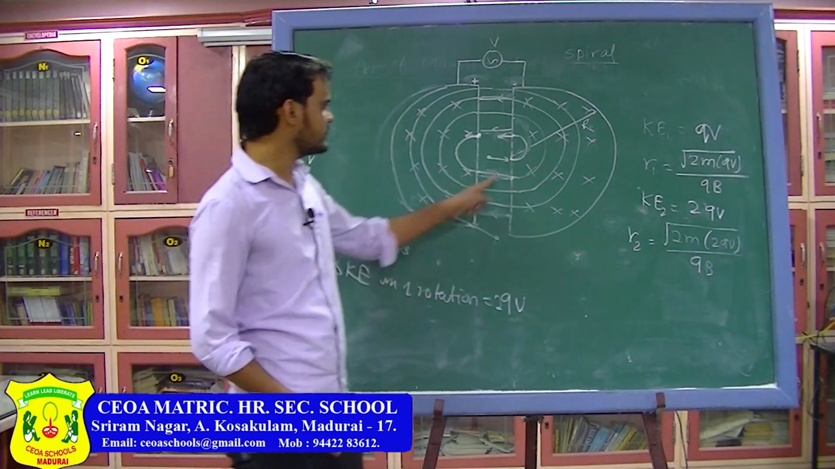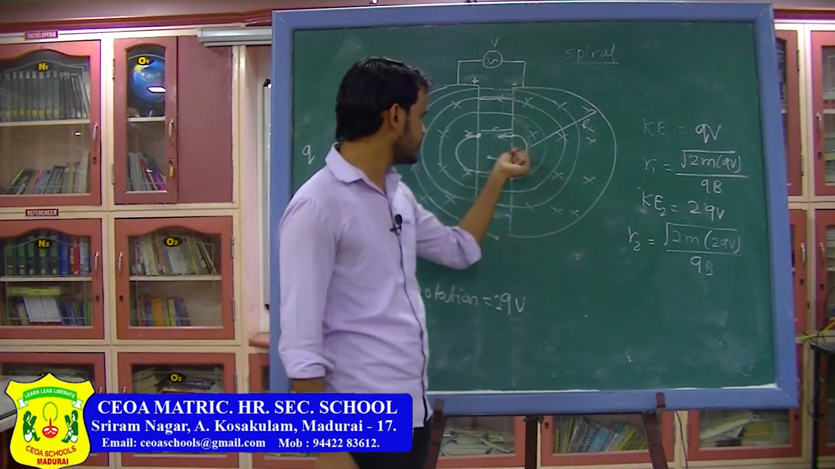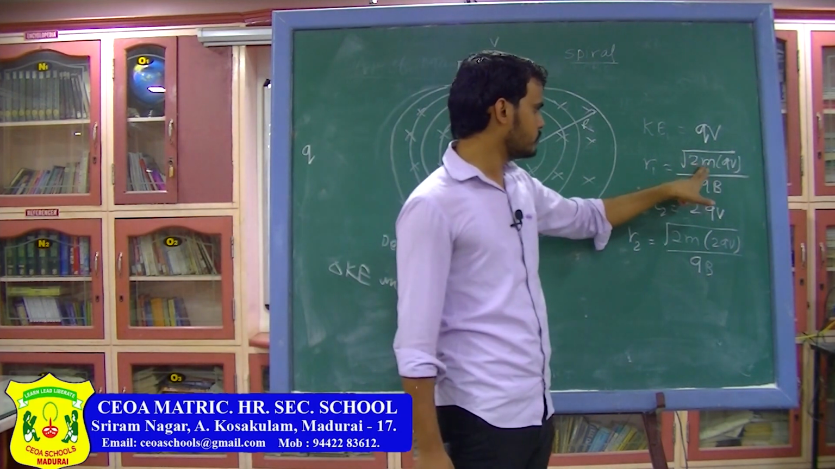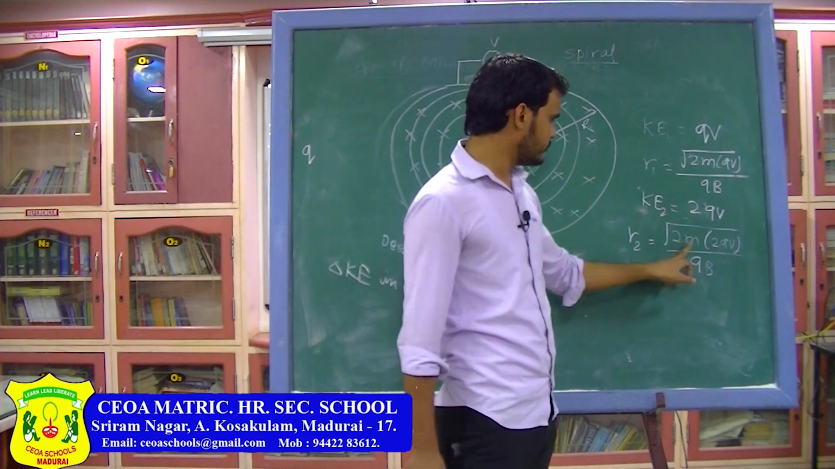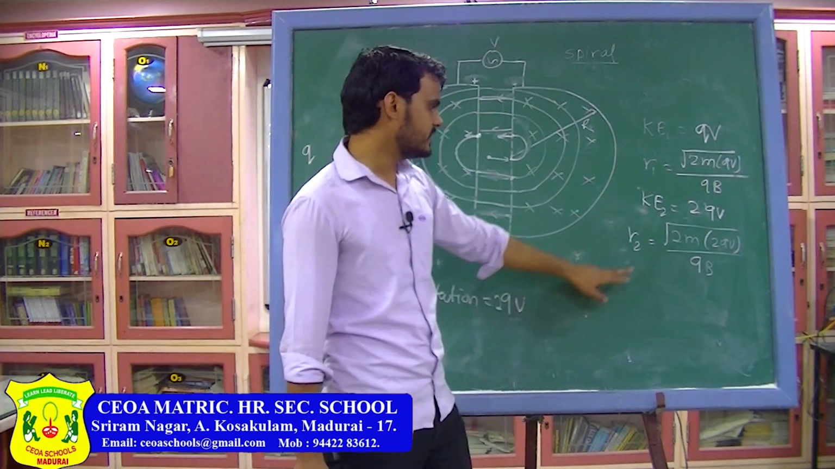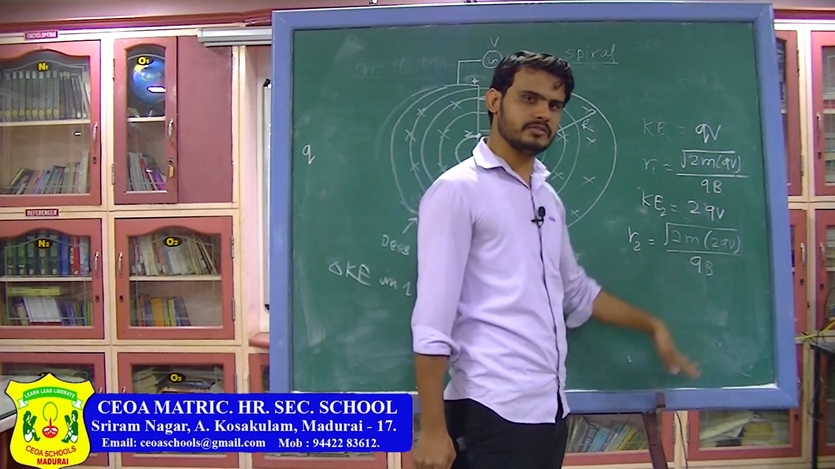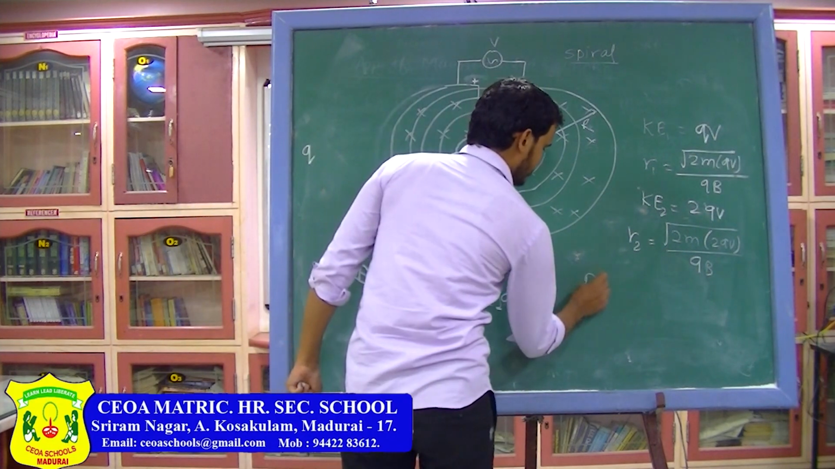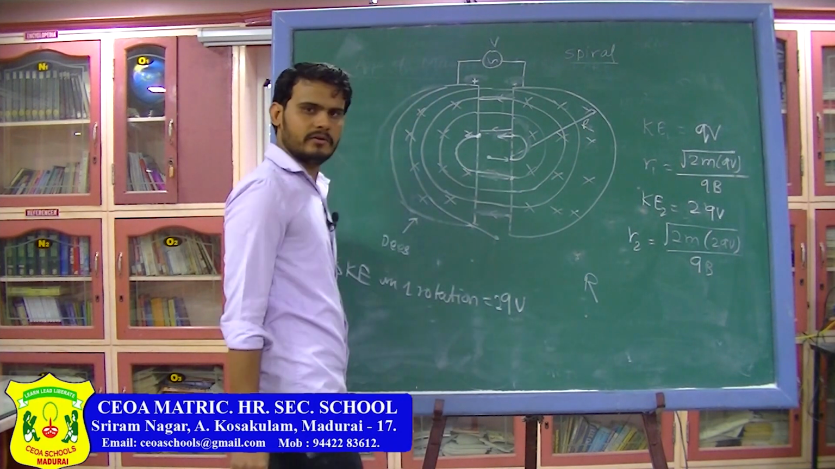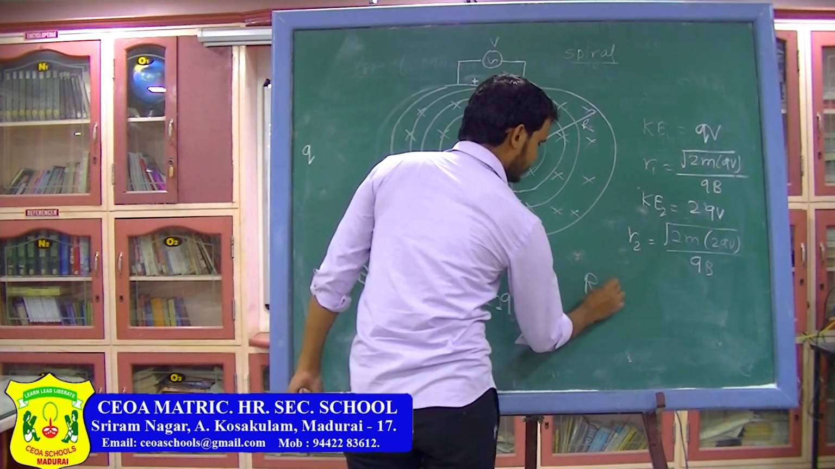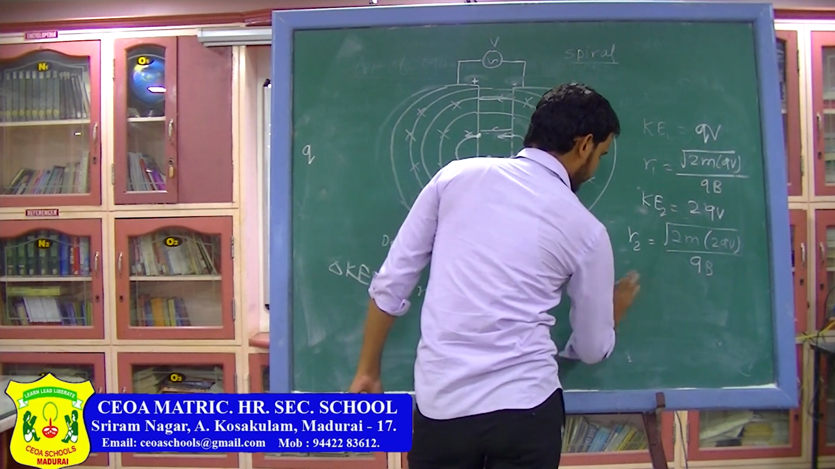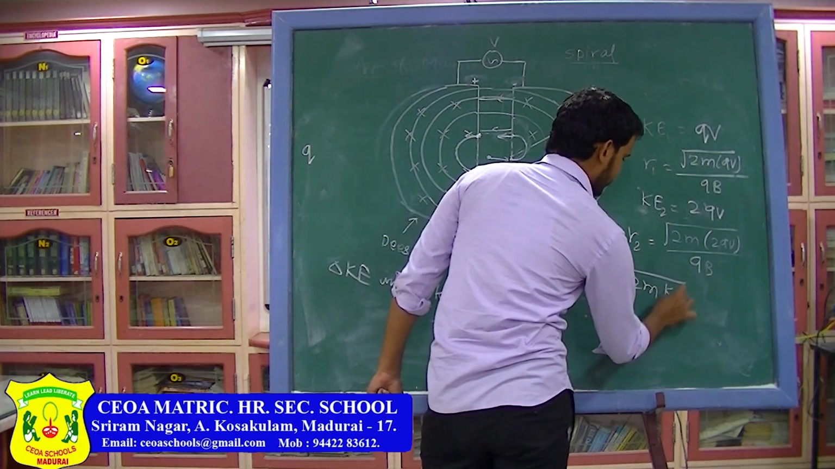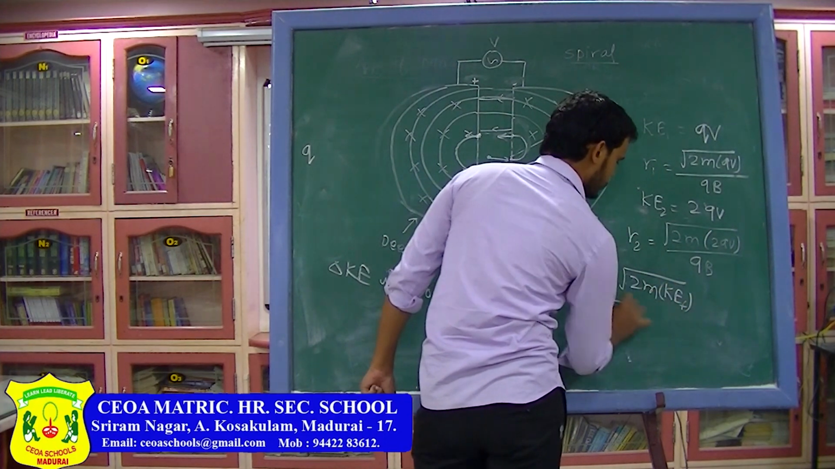And when the particle is going into the radius, as you can see, the radius keeps on increasing. First radius R1 is root of 2m into qV, R2 will be root of 2m into 2qV, similarly R3 will be root of 2m into 3qV, and so on. Finally, when the particle comes out, its radius will be capital R, because we have assumed the radius of the cyclotron is capital R, and this will be equal to root of 2m into final kinetic energy divided by qB.